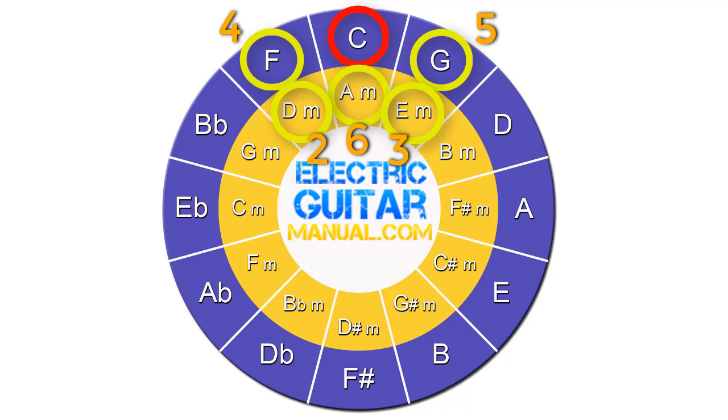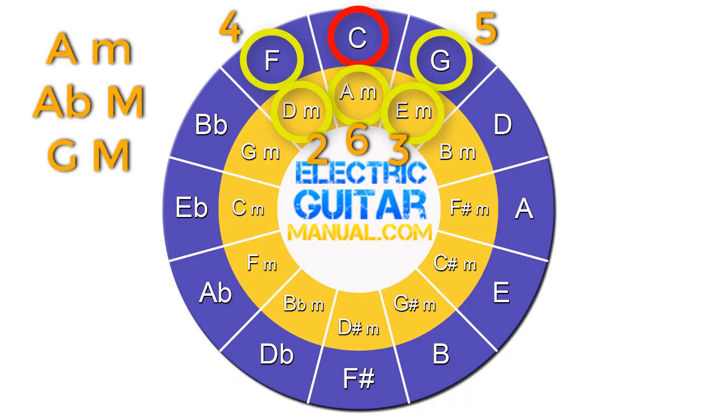For example, we can use passing chords between notes, such as using an A-flat major chord to go from A minor to G major. Therefore, the sequence would be A minor, A-flat major, and G major. That intermediate dissonance will give the sequence an enigmatic and mysterious touch that can be interesting on certain occasions.